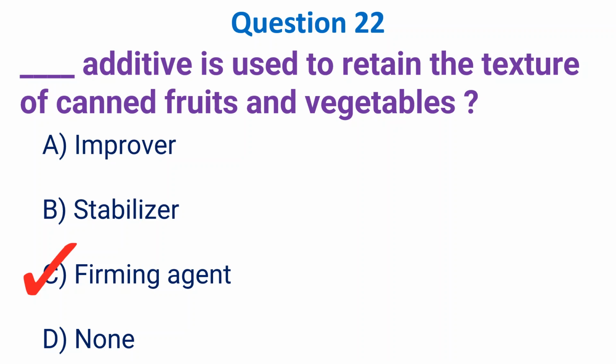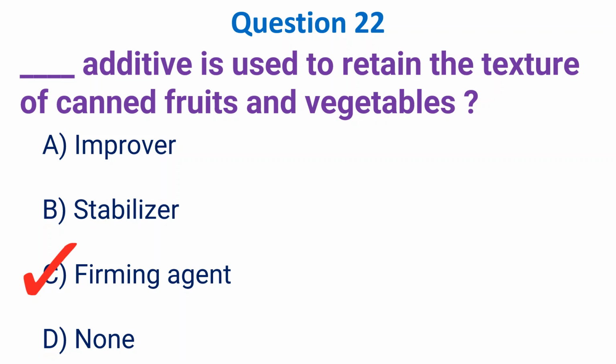The firming agents are the additives that react with the residual pectin from the fruits and vegetables to form a precipitate and strengthen the food structure, especially while canning or other types of processing. Examples are calcium chloride, calcium carbonate, and magnesium chloride.